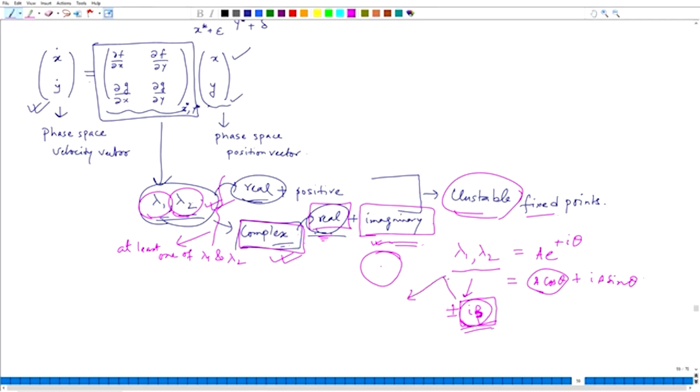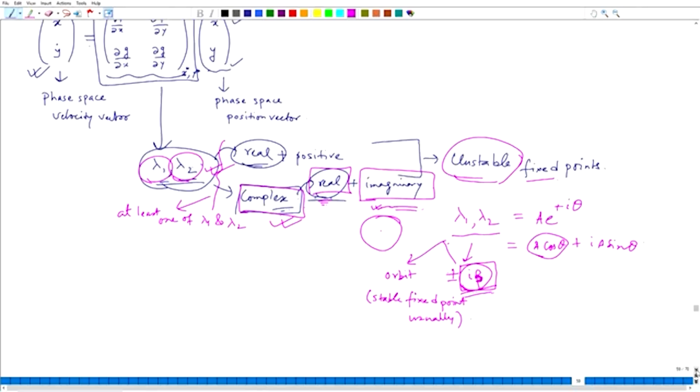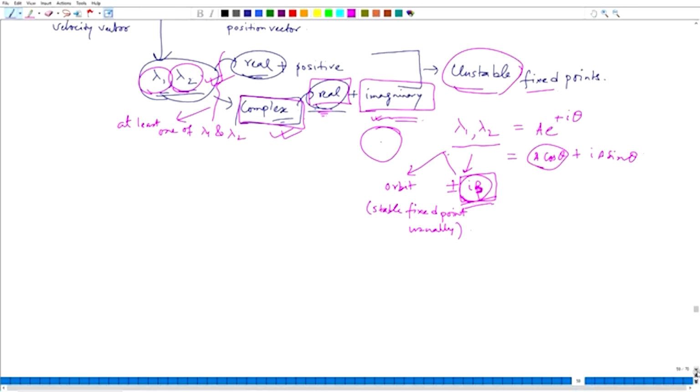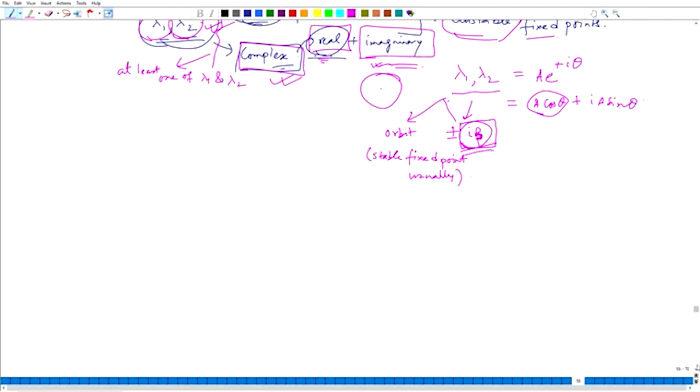So, here for this case we find an orbit, which is also a stable fixed point, usually. Now, in this lecture, I will take one by one several examples where you can see different types of fixed points.